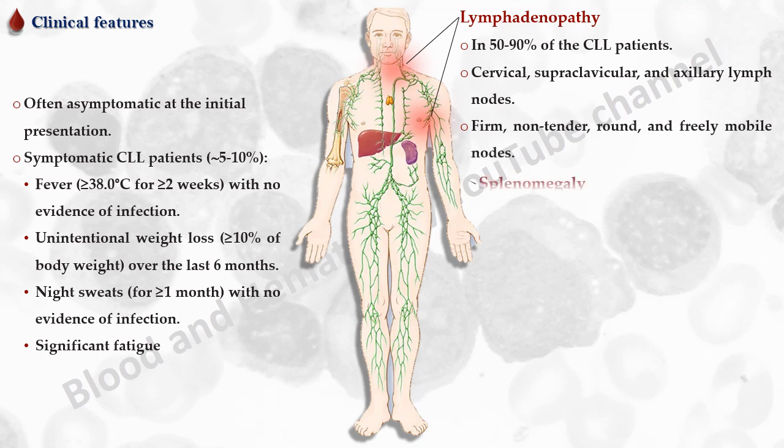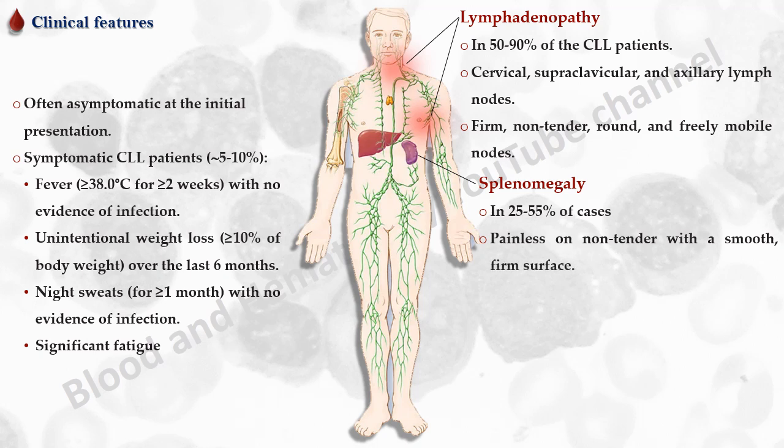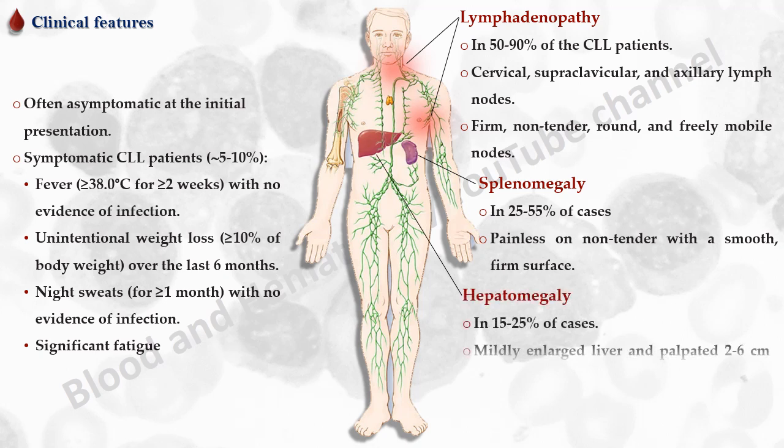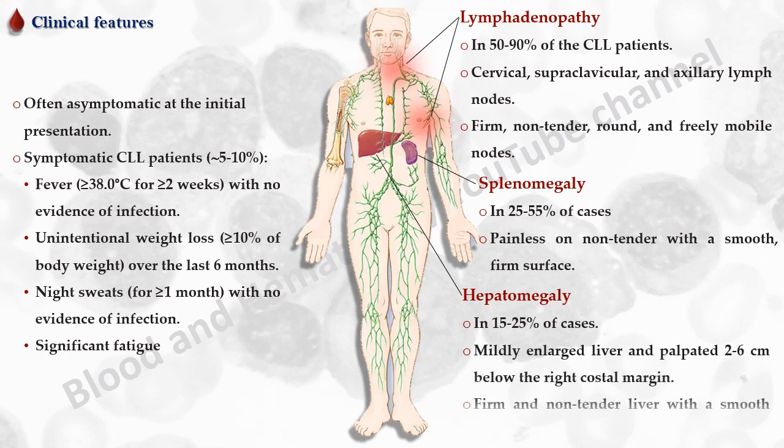Splenomegaly is the second most commonly enlarged lymphoid organ, seen in 25 to 55% of cases. On palpation, it is painless and non-tender with a smooth and firm surface. Hepatomegaly is seen in 15 to 25% of cases. The liver is mildly enlarged and palpated 2 to 6 centimeters below the right costal margin. On palpation, the liver is firm and non-tender with a smooth surface.